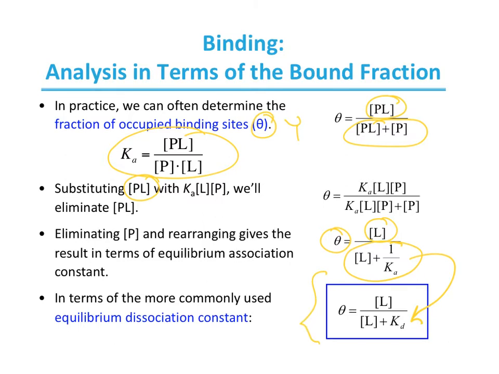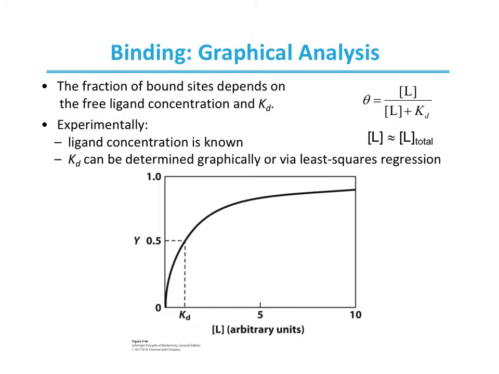So as a result, we get to this final equation where the fraction of occupied binding sites, theta, is equal to the concentration of the ligand divided by the concentration of the ligand plus Kd. What this means is that the fraction of bound sites depends upon the free ligand concentration and Kd. Now let's think about this equation. If Kd was equal to L, then the fraction of bound sites would be exactly 1/2, because the equation would be L divided by 2L, which is 1/2.